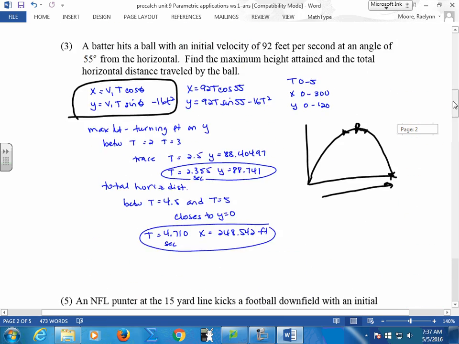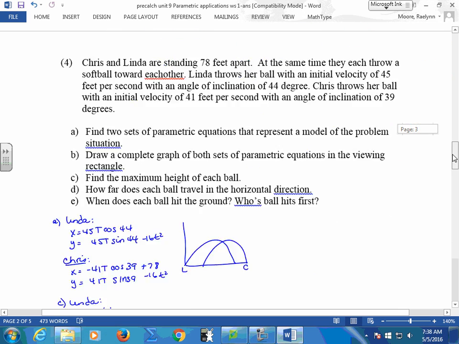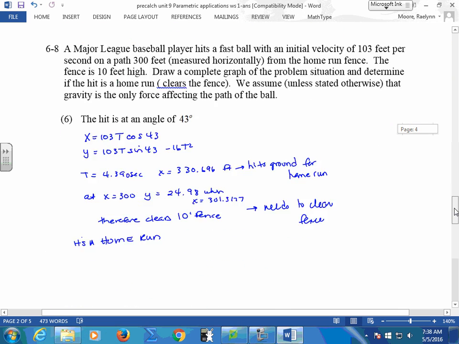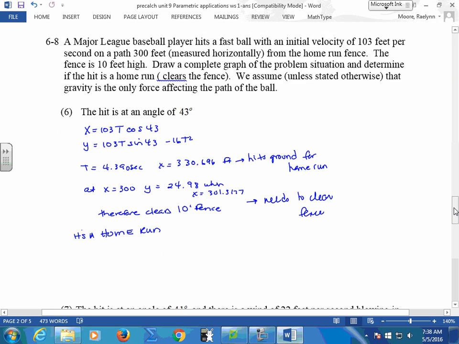Okay, we're going to skip over. We did 5. We're going to skip 4. We're going to go to 6. I like 6, 7, and 8 because it starts real basic, and then it throws a wind speed in there. So then you can see the difference of what's happening with the wind speed.